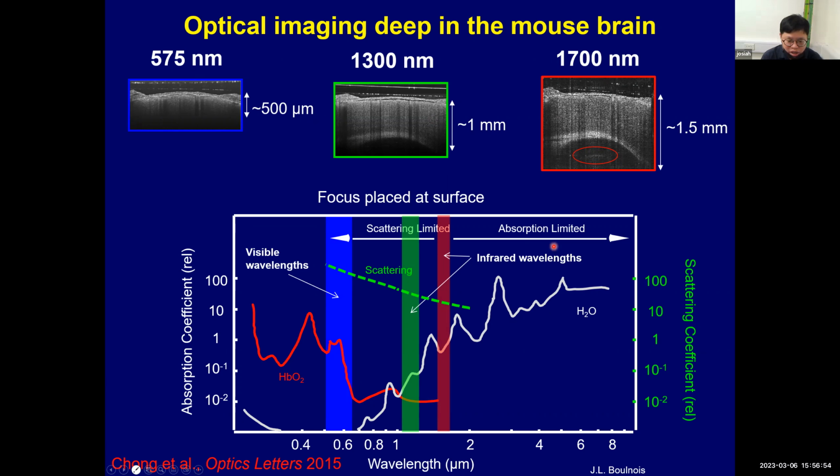As you can see, when we move to longer wavelengths, the absorption starts to increase. But because the scattering is reduced by a lot, we claim that it will allow us to image deeper, which we also demonstrated when we imaged the mouse brain. For visible light, it's quite expected that we cannot reach very deep, because visible light is quite absorbed by the blood.